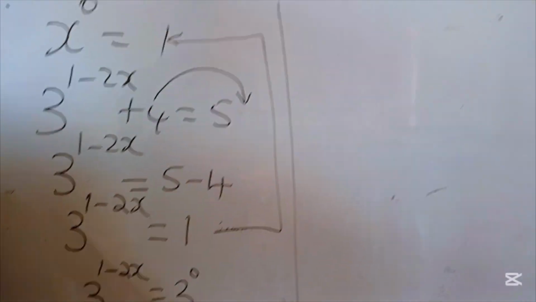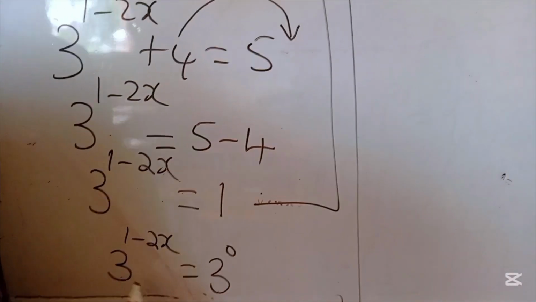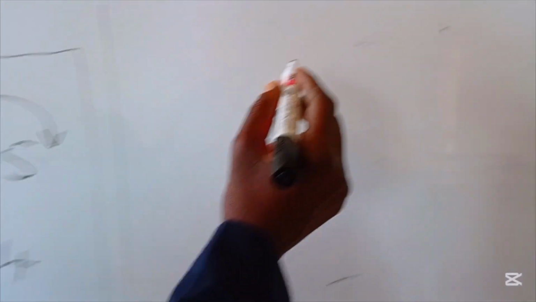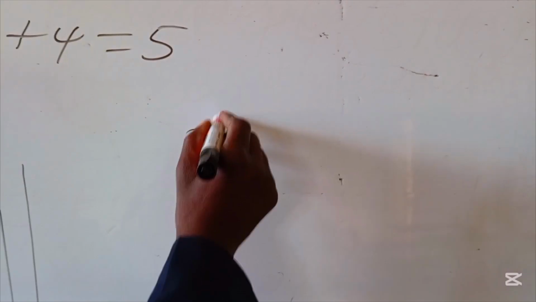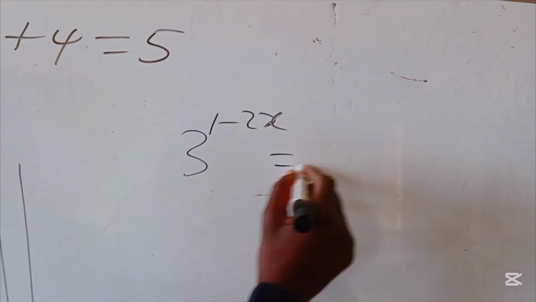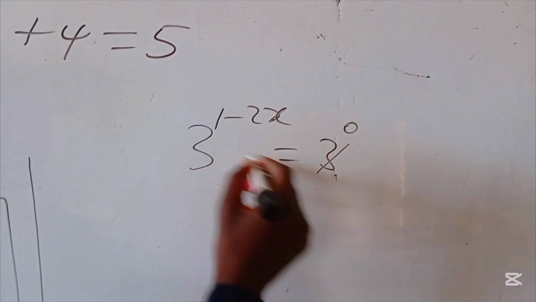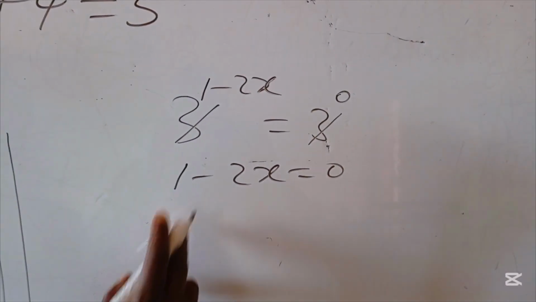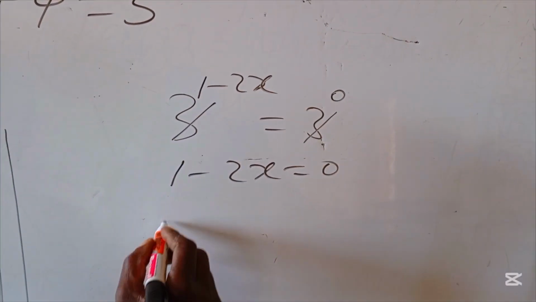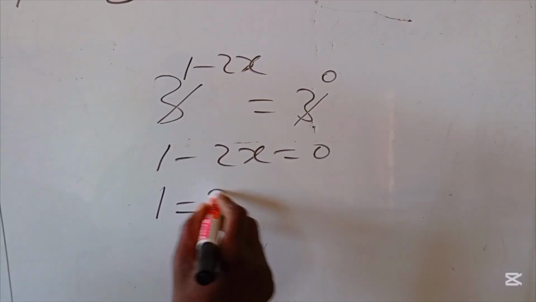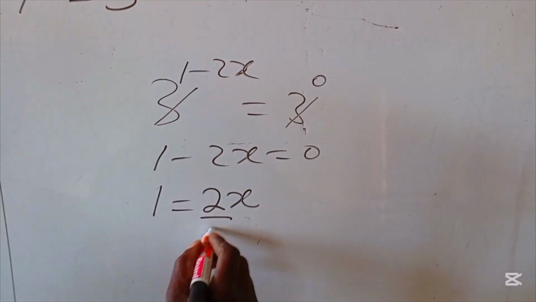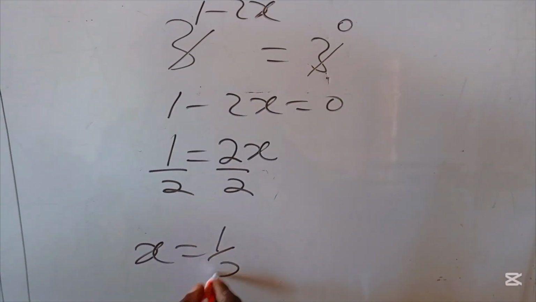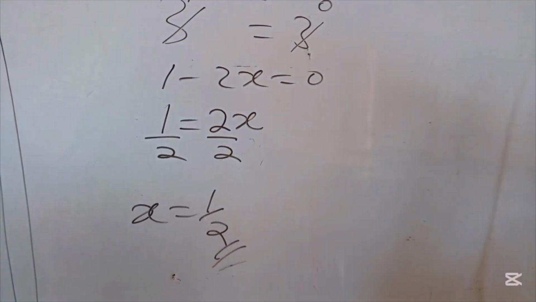When the bases are the same, here I can see base 3, base 3. So now what do we do? We say 3 to the power 1 minus 2x equals 3 to the power 0. Since the bases are the same, you remove them, so I'll have 1 minus 2x equals 0. You avoid the negative by shifting this one. I'll have 1 equals 2x. Then you divide by 2, divide by 2, and then x is equal to 1 over 2. It means you have answered that question.